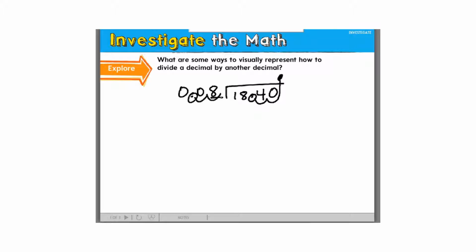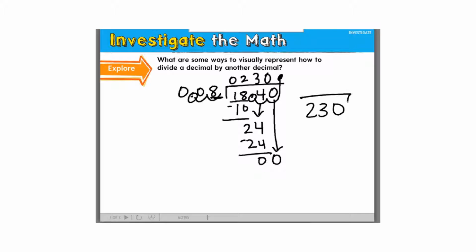So now I'm dividing 8 into 1, which doesn't fit. 8 into 18 fits twice. That equals 16. When you subtract, you get 2. Bring down the 4. 8 goes into 24 3 times. 3 times 8 is 24. Subtract and get 0. Don't forget about this 0. 8 goes into 0 0 times. So then your final answer is 230.